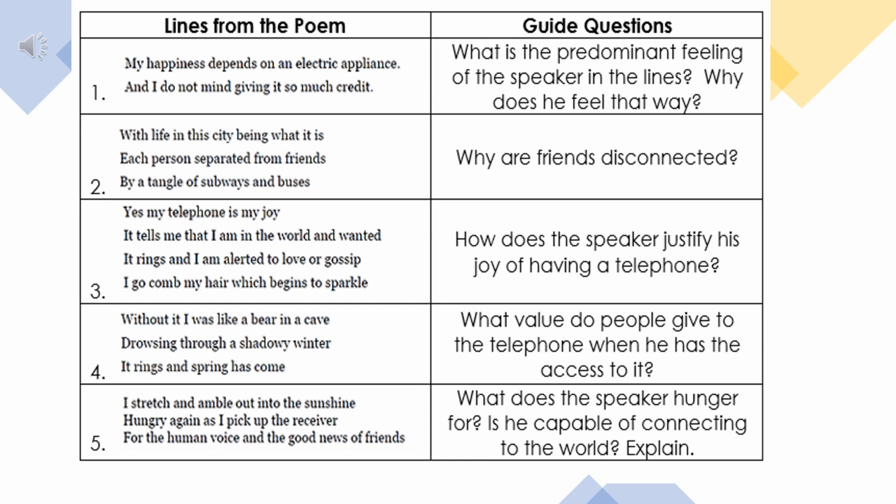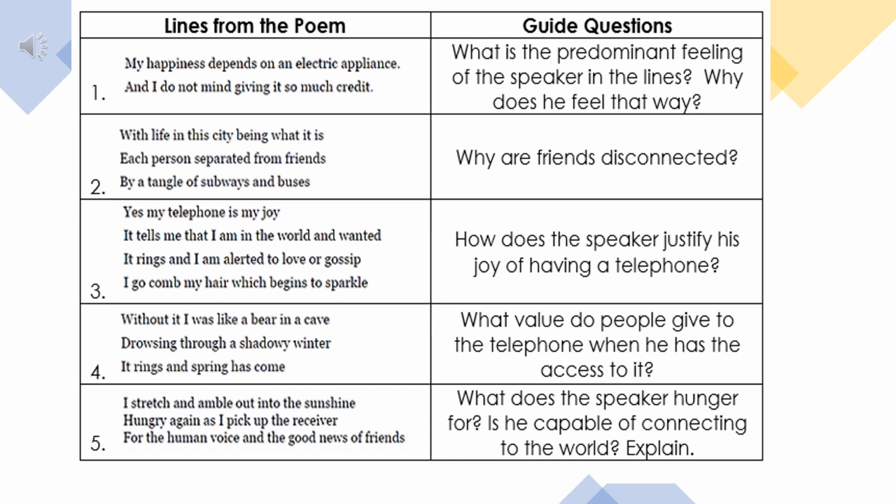Also, he says that indeed the telephone is his life because the telephone makes him connected to the world and makes him feel that he is needed by other people in his life. It rings and I'm alerted to love or gossip. Also, the speaker justifies his joy of having a telephone because it makes him aware or informed regarding what's happening around him. So that's the typical advantage of a phone nowadays. It makes you connected to the world.